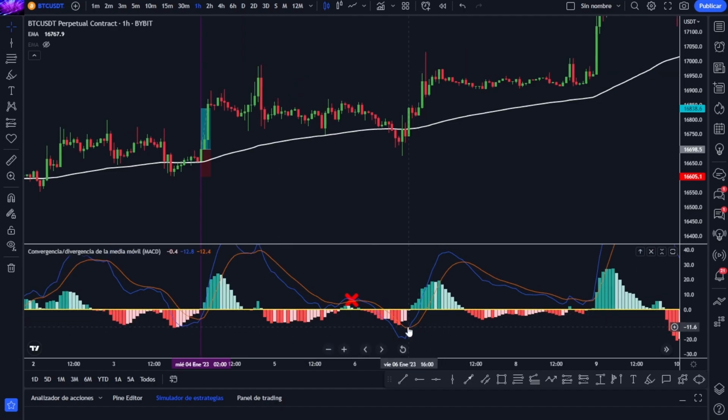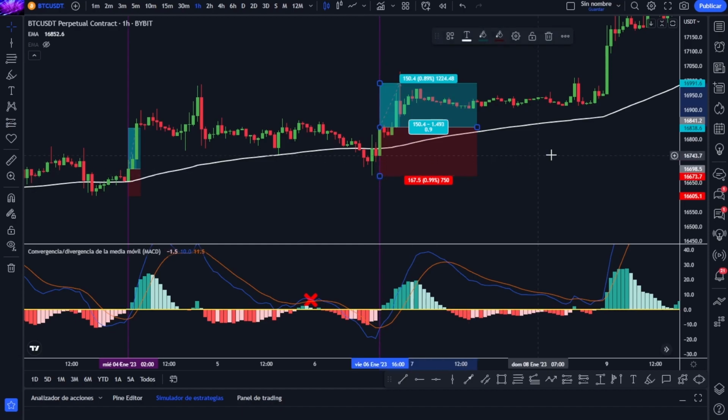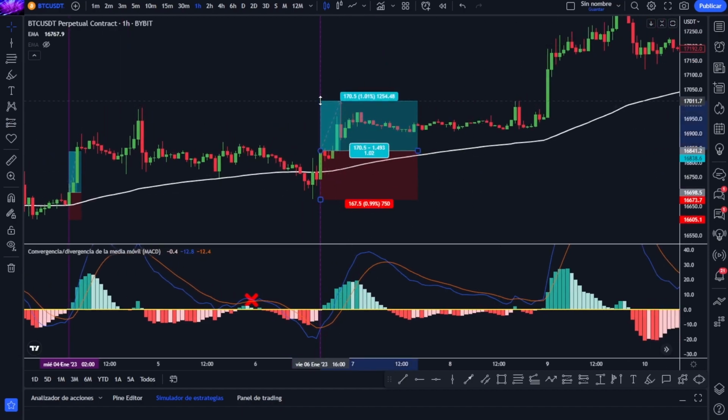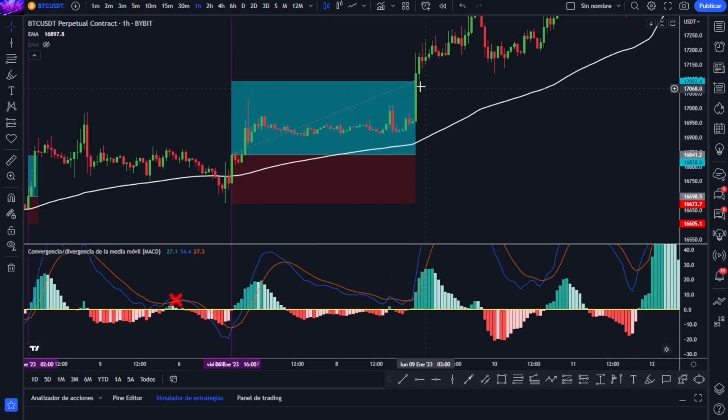However, a little further forward, we again have another break, this time below the zero line, exactly here. We would mark it and place our trade right at the close of that candle. We would place the stop loss below, and the operation with a ratio of 1/1.5.